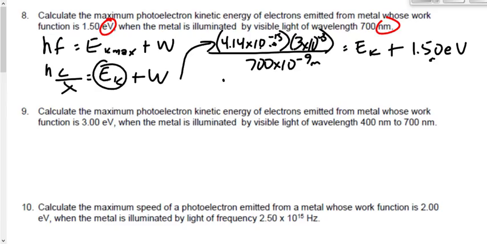The left-hand side works out to be 1.7743 eV. And of course, we're going to take the 1.5 over by subtracting. We end up with 0.274.